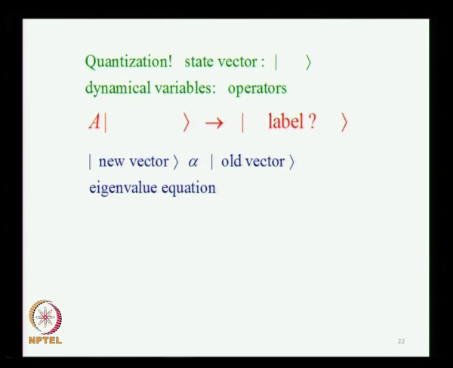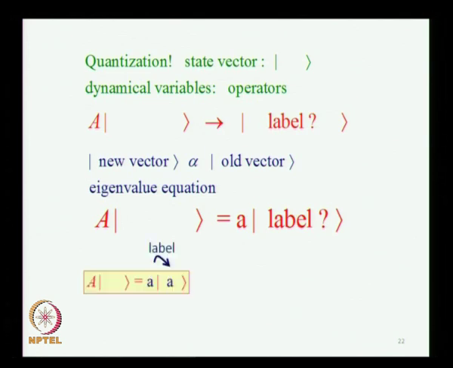However, if the new vector is proportional to the old vector, you just have a proportionality between the two, then you have an eigenvalue equation. Then you pick the eigenvalue and use that eigenvalue to label the vector. So, insert this eigenvalue into the vector. This is how you label the state vector.